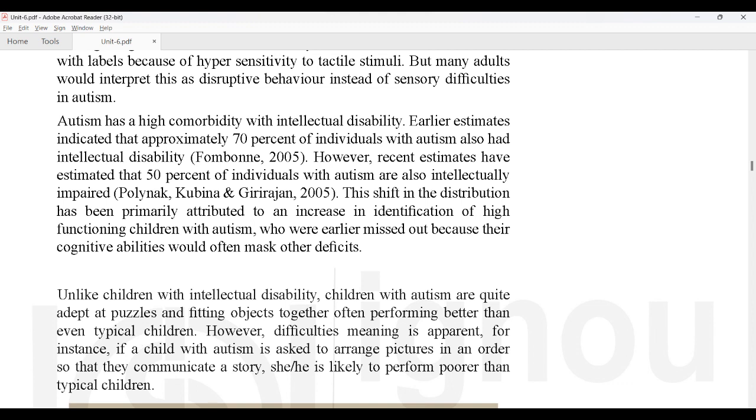Unlike children with intellectual disability, children with autism are quite adept at puzzles and fitting objects together, often performing better than even typical children. However, difficulty with meaning is apparent. For instance, if a child with autism is asked to arrange pictures in an order so that they communicate a story, he is likely to perform poorer than typical children.